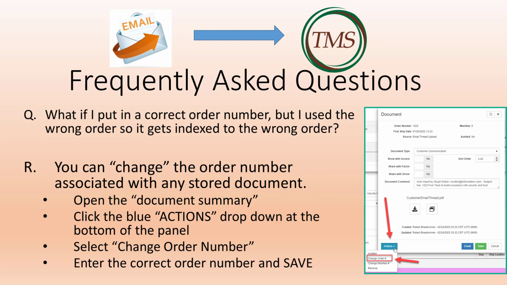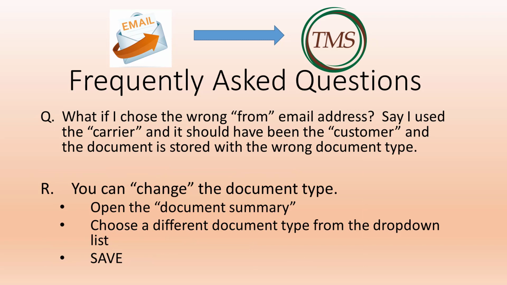If you upload a document and put in the wrong order number, it can be changed. To change the order number, just open the document summary, click the blue Actions drop-down at the bottom of the panel, select Change Order Number, enter the correct order number, and save. If you upload the document and choose the wrong email address so it goes to the wrong format, whether carrier or customer, you can easily change it. Just open the document summary, choose a different document type from the drop-down list, and save.